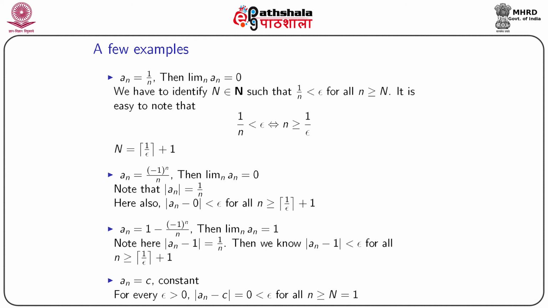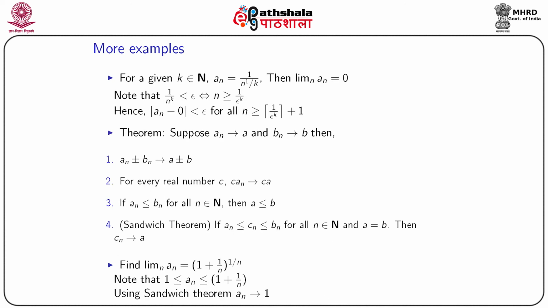Now this is a tricky one. What will happen if it is a constant sequence? That means a_n is equal to c. If a_n is equal to c, then for every epsilon greater than 0, |a_n minus c| is always less than epsilon, since I know epsilon is a positive quantity. That means whenever n is greater than or equal to 1, it holds. So for a constant sequence, it holds for n greater than or equal to 1.